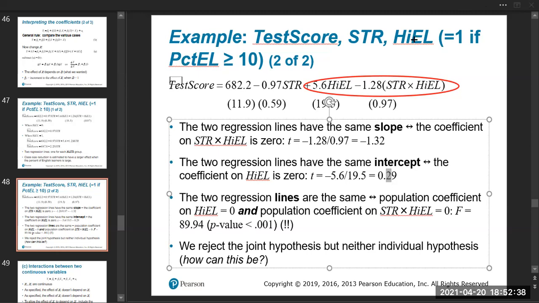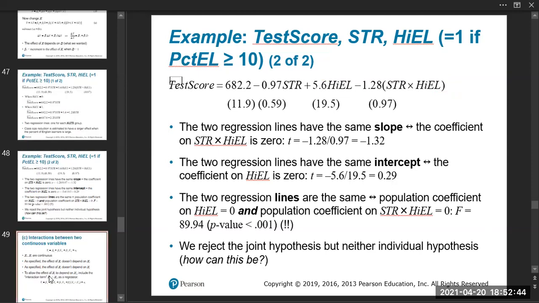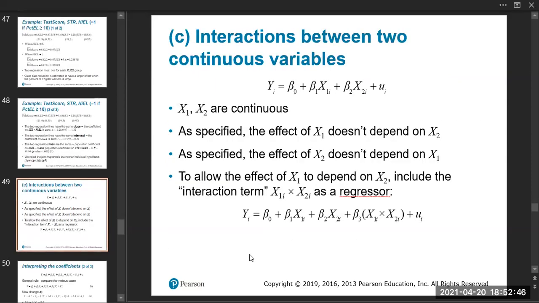Okay, last example. Interaction between two continuous variables. If it's continuous, we use X. Now we have X1 and X2, and we introduce an interaction term between X1 and X2.